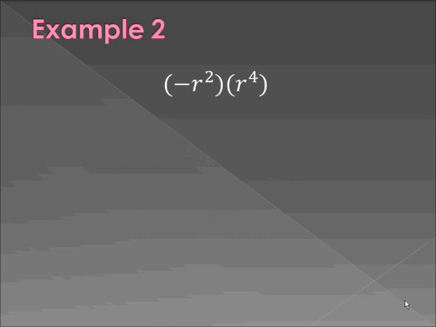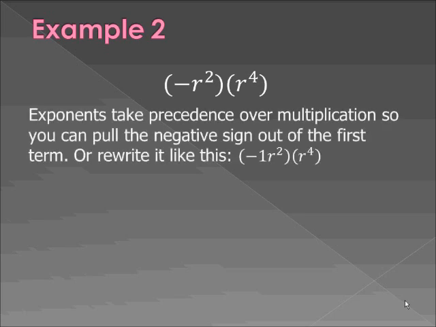Alright, let's go on to example 2. We have what you see on the screen. I'm not going to read the whole thing because it's just going to screw you up. So, if you take a look at what we have, remember what we have with PEMDAS, that exponents take precedence over multiplication. So what you have to remember is to not take the exponent of the negative sign. You will rewrite it as so, negative 1r squared.